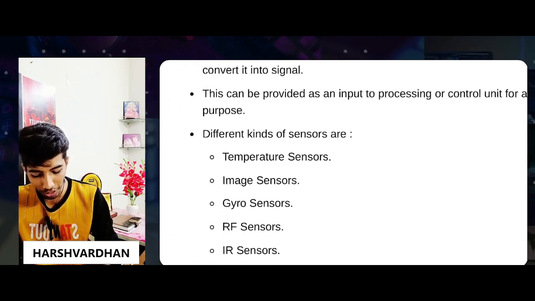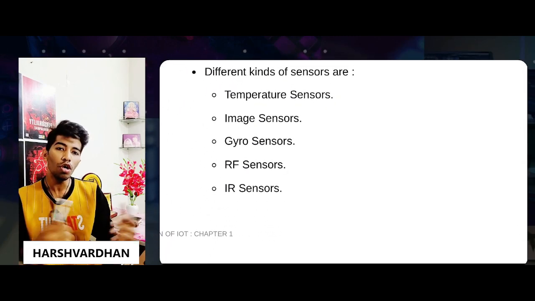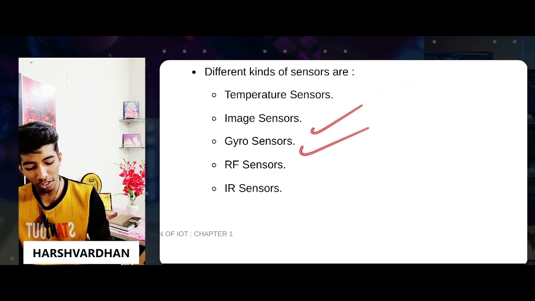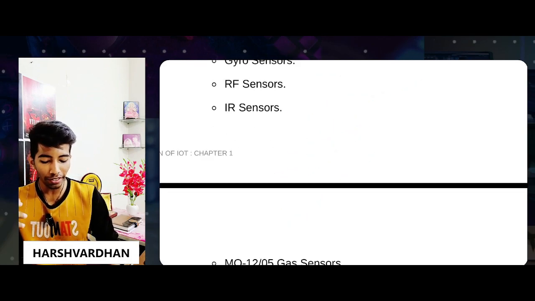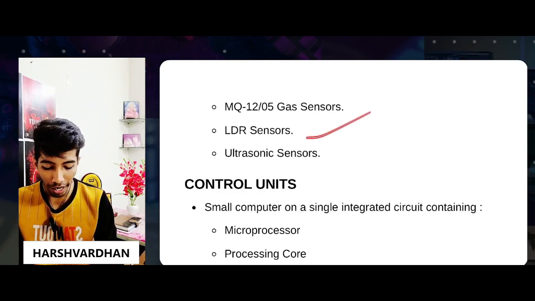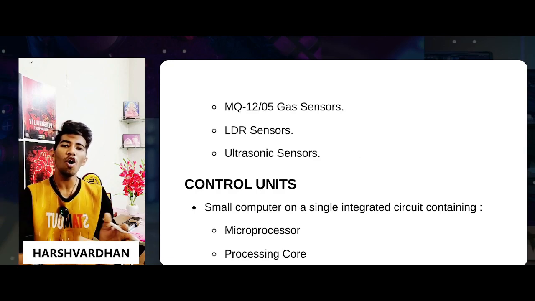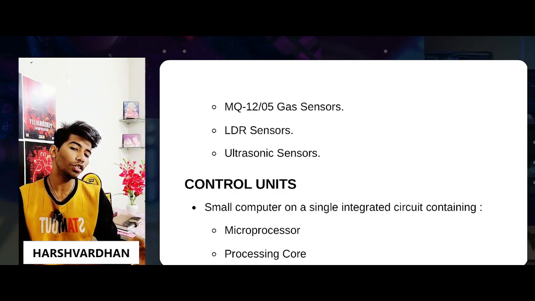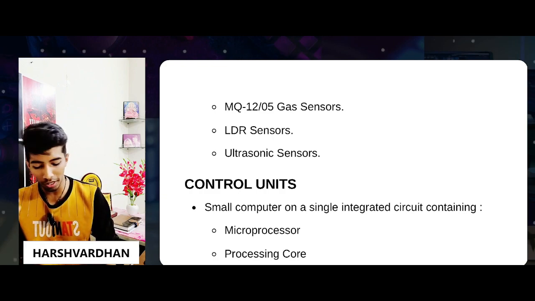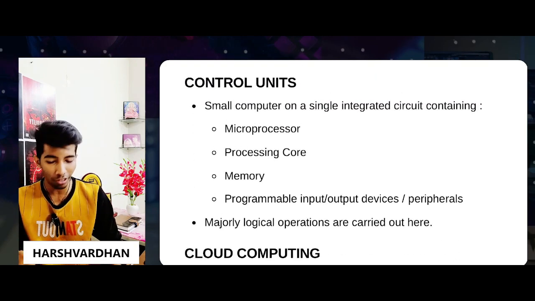Now there are some sensors which are mentioned that you should know. Let's take a quick shot over that. Temperature sensors, image sensors, gyro sensors, RF sensors, IR sensors, MQ12/05 gas sensors, LDR sensors, and ultrasonic sensors. These are some of the most commonly used sensors in the market. You can take just a snapshot of it, and let's move to the next. Talking about the control units, we have already discussed that.